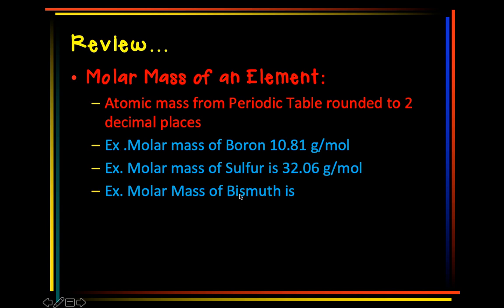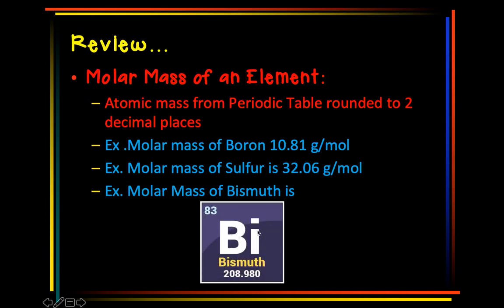So then if we had an element like bismuth, bismuth happens to be number 83. This is what its symbol looks like. So if you were given this as the atomic mass, what would its molar mass be? See if you can figure it out before I show you. Yeah, 208.98 grams per mole, because we always go to those 2 decimal places. The 0 doesn't round this 8, so it just is 0.98 then.